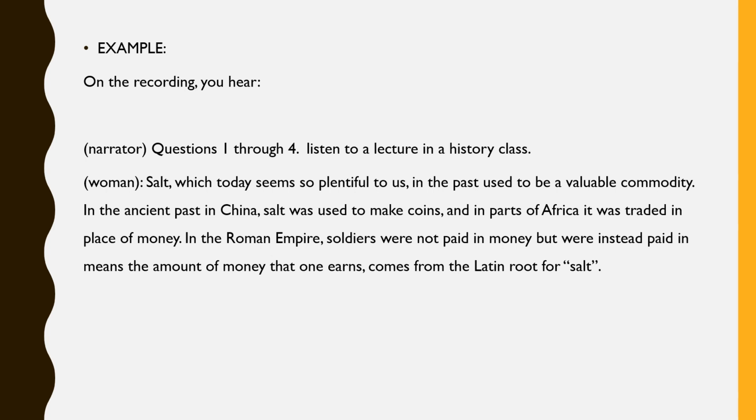"Questions 1 through 4. Listen to a lecture in a history class." The woman says, "Salt, which today seems so plentiful to us, in the past used to be a valuable commodity. In ancient China, salt was used to make coins, and in parts of Africa it was traded in place of money. In the Roman Empire, soldiers were not paid in money but were instead paid in salt. The word salary, meaning the amount of money that is earned, comes from the Latin root for salt."